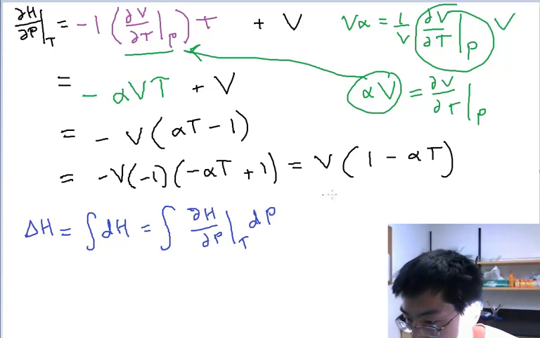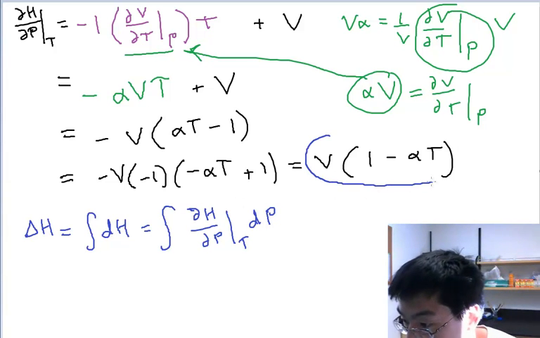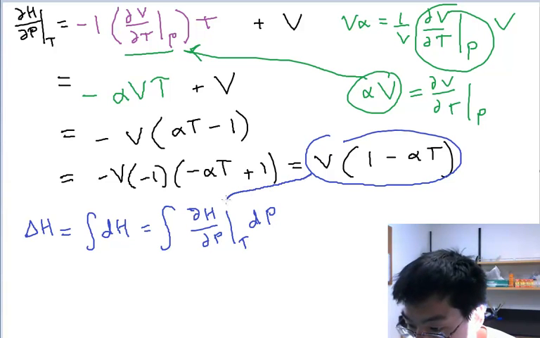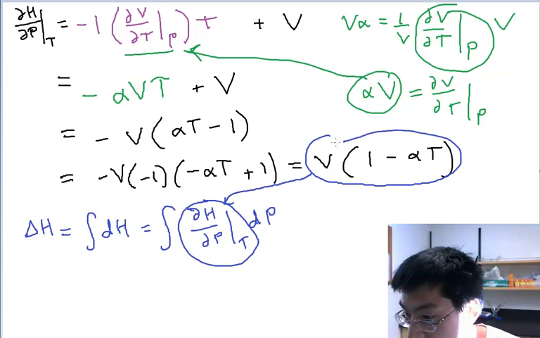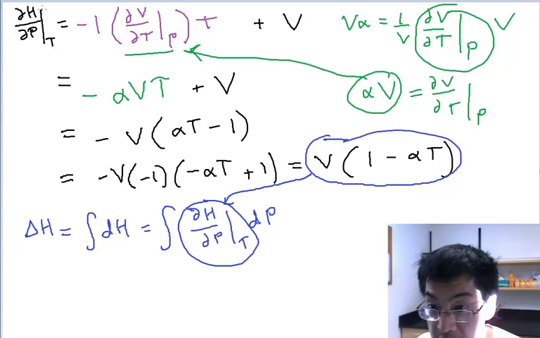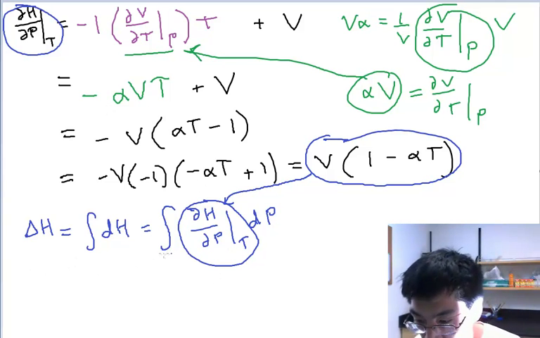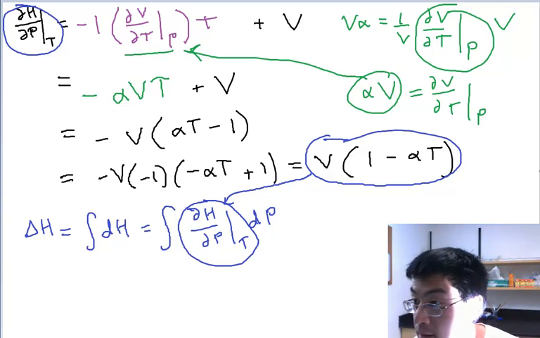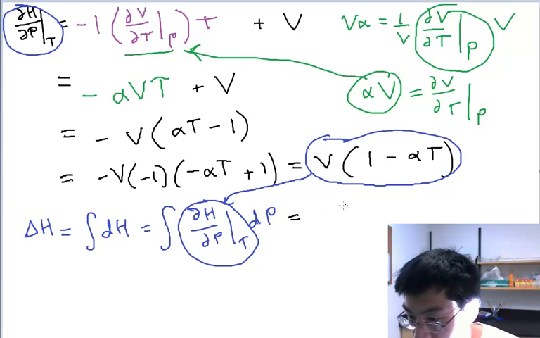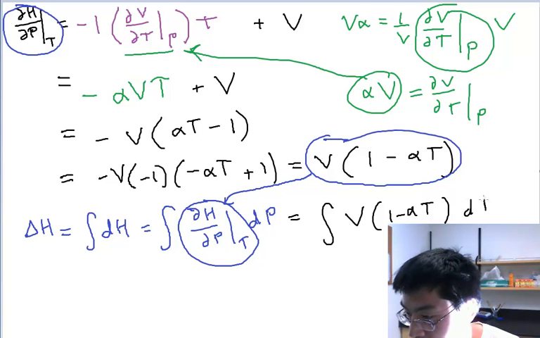Now I'm going to put this in here for the dH/dP at constant T. Why? Because this V times 1 minus alpha T equals dH/dP at constant T, as we just found. So when I do that, going back to black, I get the integral of V times 1 minus alpha T dP.